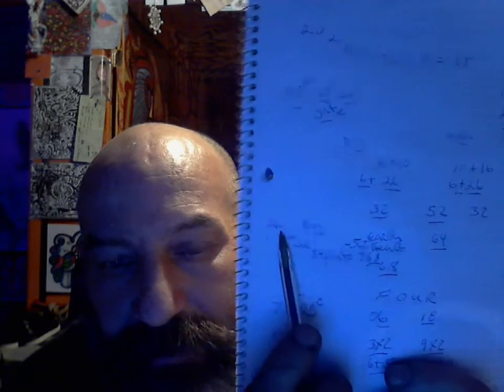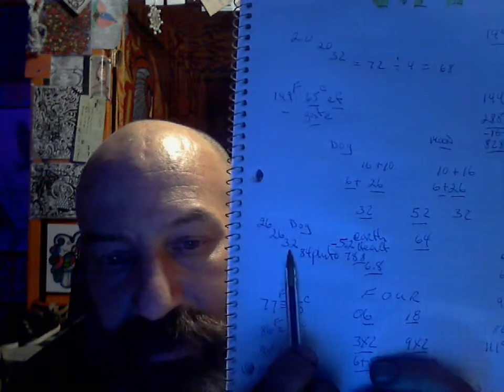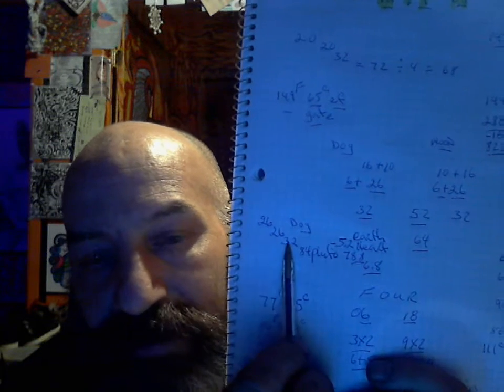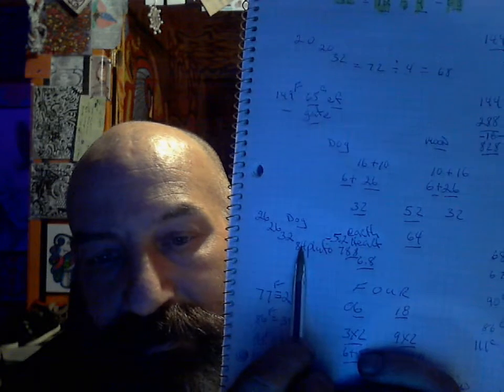There was one other figure that I wanted to mention that was very prominent. I think we can pick this one up over here. The dog is over here, 26. Add 6 onto it, it is the doorway. 26 and 26 is 52. Earth man, the doorway, add 32, is 84 Pluto.